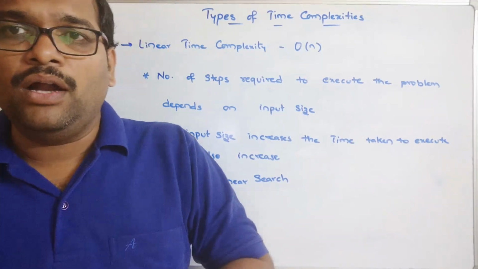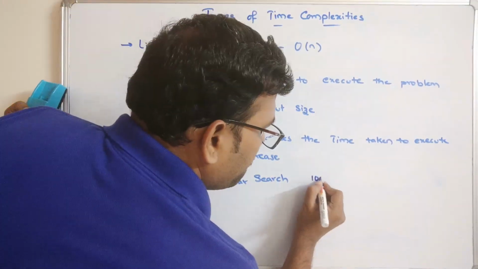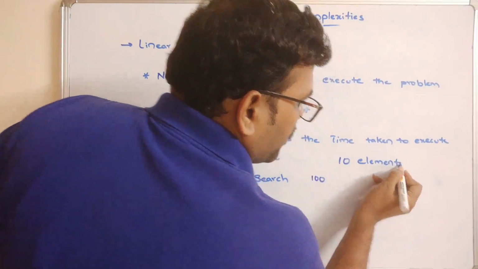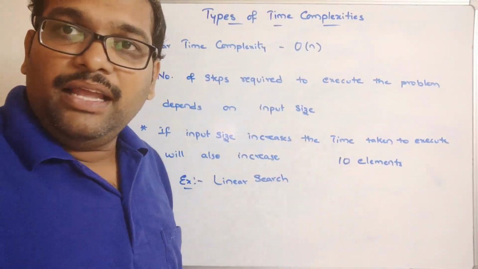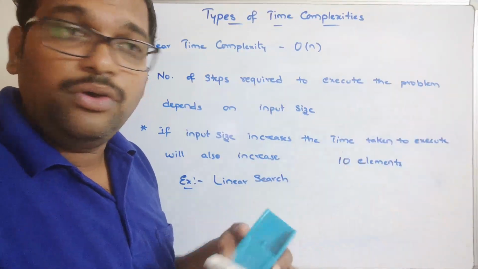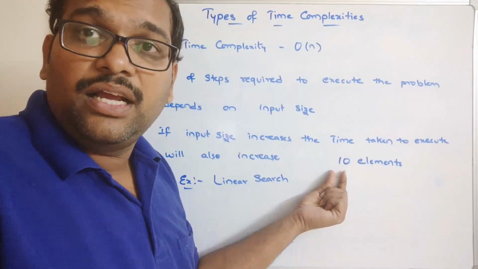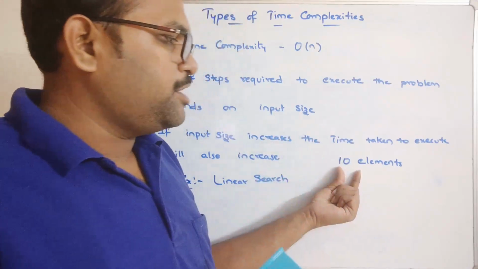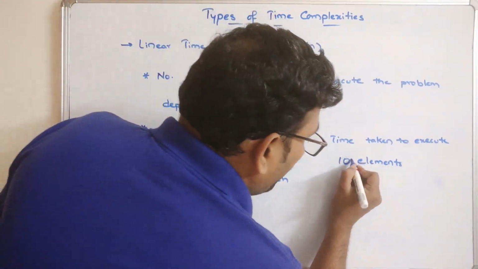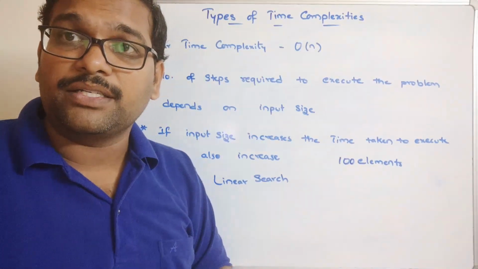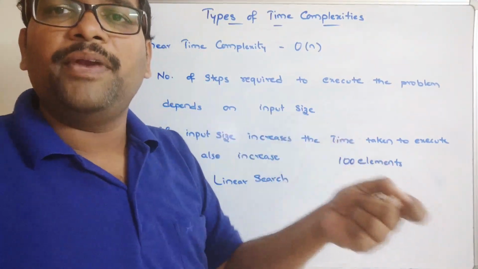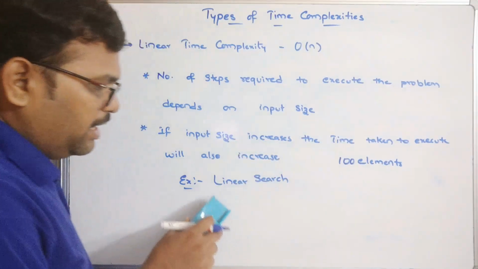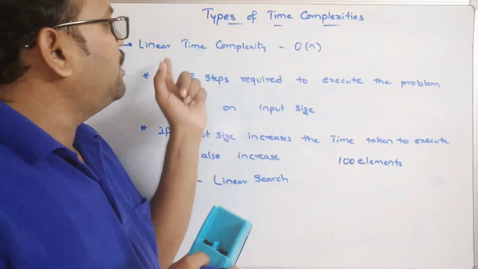For example, if you want to search for one element in 10 elements, and the element is at the last position, every element is searched until it gives success. So it takes 10 steps to complete its execution. If we have 100 elements, it will take 100 steps to complete its execution if the search element is at the last position. Similarly, linear search is the best example for linear time complexity.